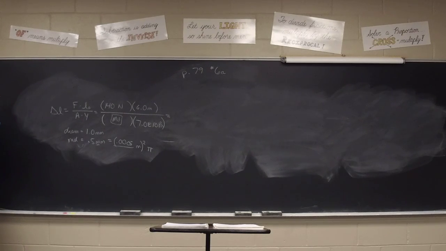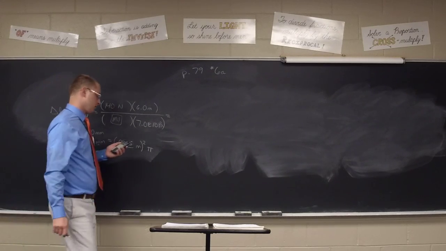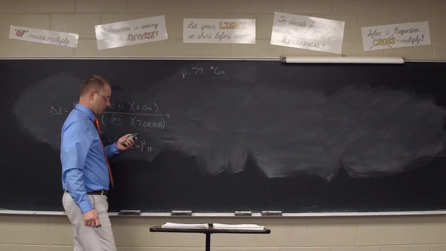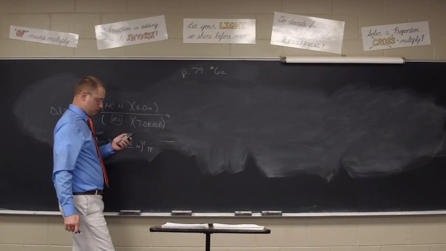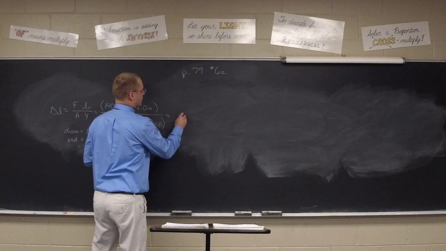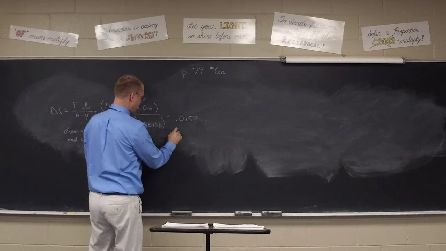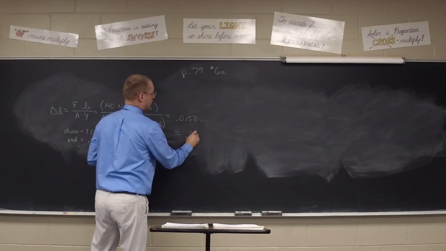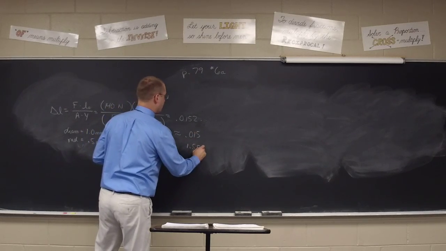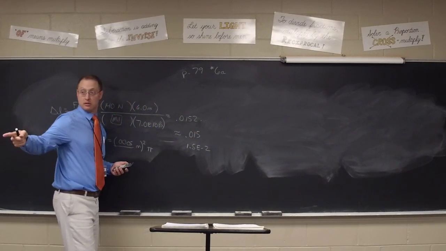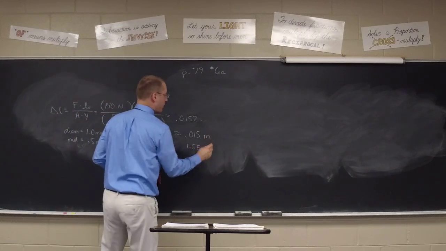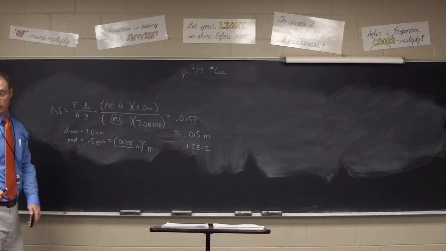But what do we get for our answer here? Audrey? 1.527. Good. Or 0.0152, blah, blah, blah. If you didn't want the scientific notation with an E negative 2, round it off, 0.015 or 1.5 E negative 2 meters. So that's actually 1.5 centimeters.